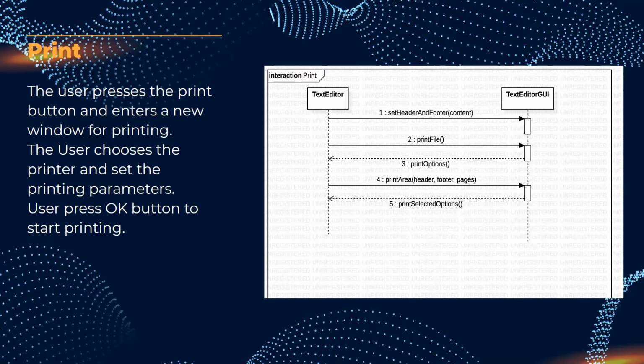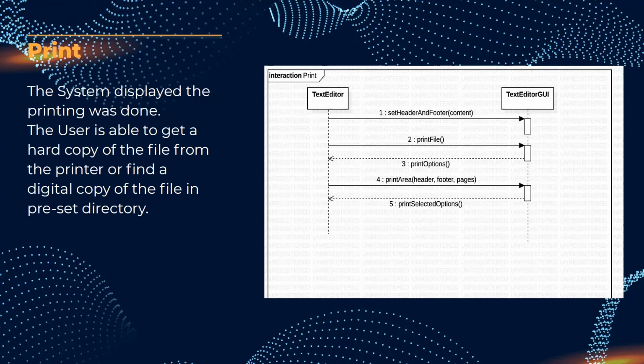Then the users will press the print button and enter the printing window and choose the printer and set the parameters for the work. When the users press OK, the printing starts. The system will display the whole process of the printing until the system gives the reply that the printing was done. Then the user is able to get a hard copy from the actual printer or find digital copies in the directory, which he said before.